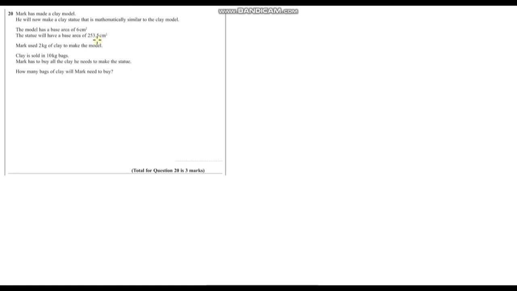So we can work out the scale factor, and that is going to be the area scale factor. So how many times bigger is the statue's area compared to the model's area? Well, if we just divide 253.5 by 6, that gives us 42.25. So we know that the area of the statue is 42.25 times bigger than the model.